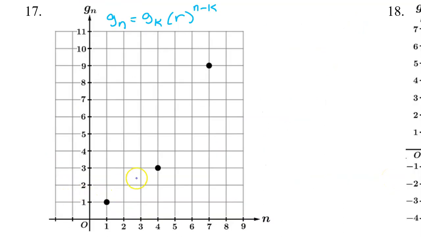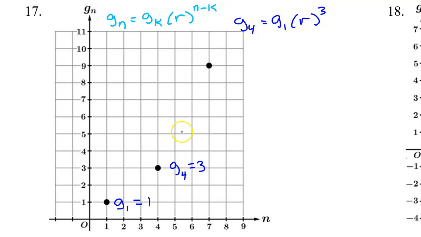For number 17, we are given this graphical representation of the geometric sequence. We are not given consecutive values, so we will have to find the common ratio as we did before. I'm going to put G4 in for Gn. So we have G4 equals, and then I will let Gk be G1. So G1 times r to the n minus k power, that's 4 minus 1, which is the third power.